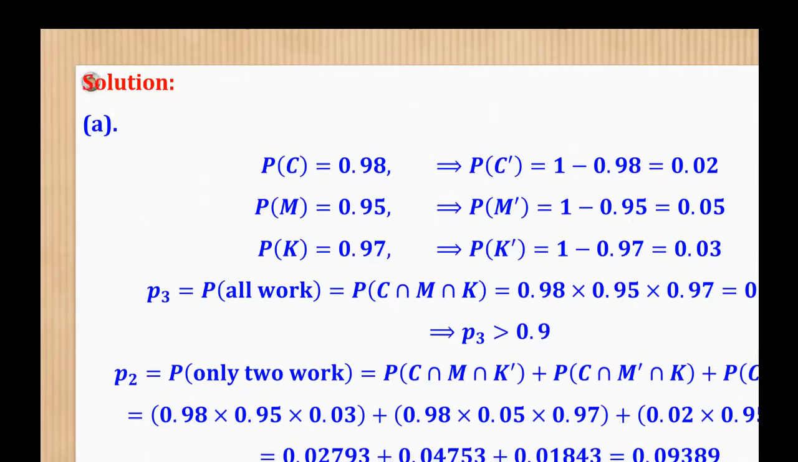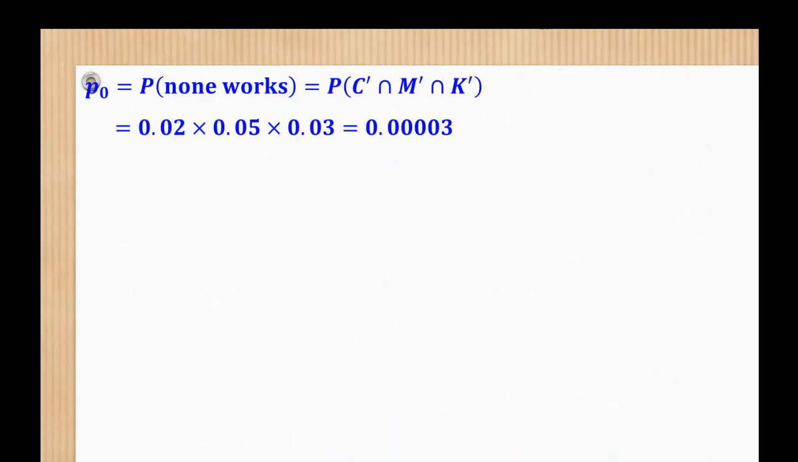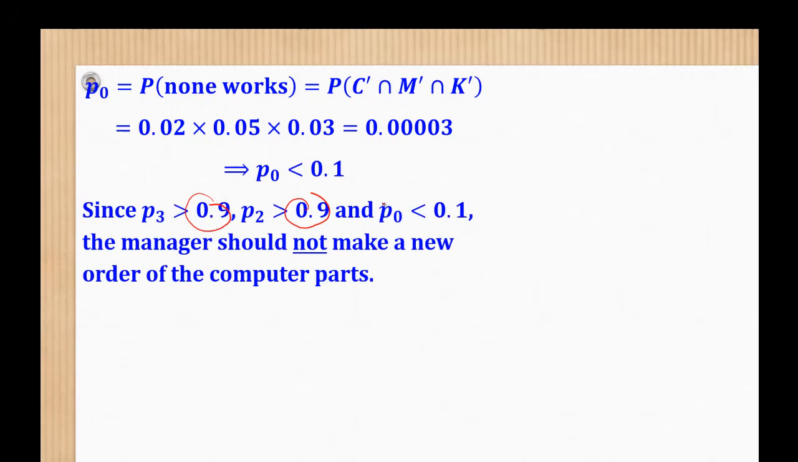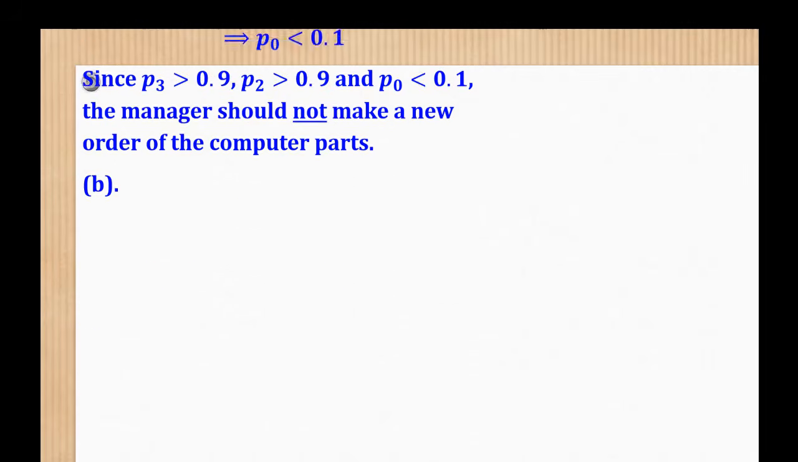Okay. Then what about this? P0, none works. So all are complements. Shall come up with that, and it is still less than 0.1. So since P3 is greater than this, and this is this, then the manager should not make a new order. That was part A. Now we shall go to part B.